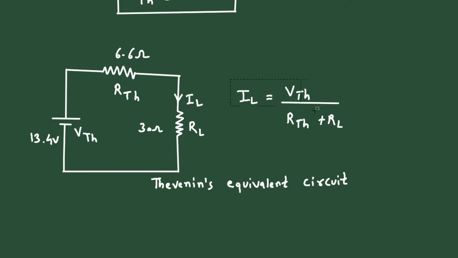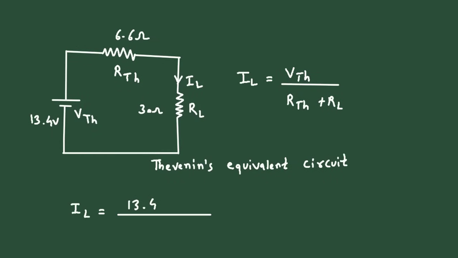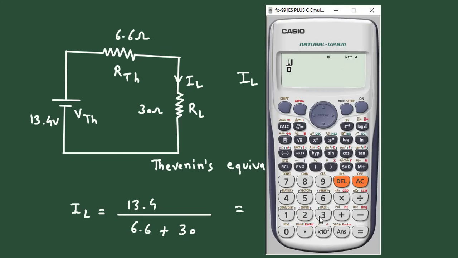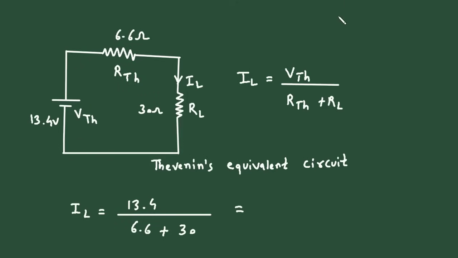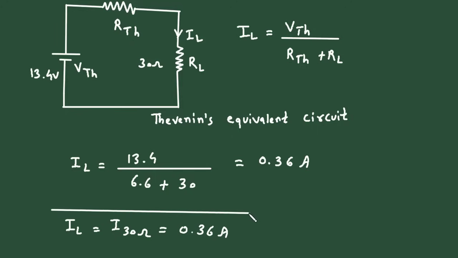Now let's solve this, or directly substitute the values of VTH, RTH and RL. So here we can write IL is equal to VTH, 13.4, divided by RTH, 6.6, plus RL, 30 ohm. So if we solve this, 13.4 divided by 6.6 plus 30, we get 0.36. 0.36 ampere is the value of IL. That is the current through 30 ohm. So here we can write IL is equal to I 30 ohm is equal to 0.36 ampere. So this is how we can find the current by using Thevenin's theorem.